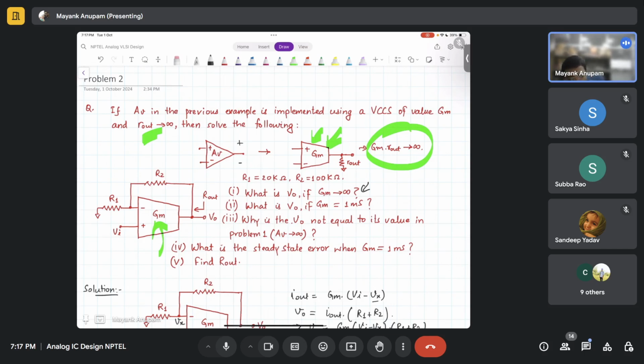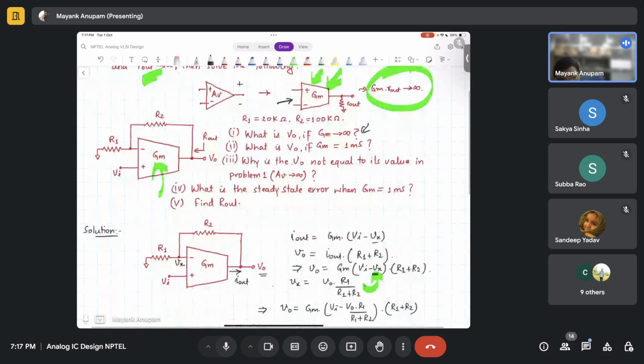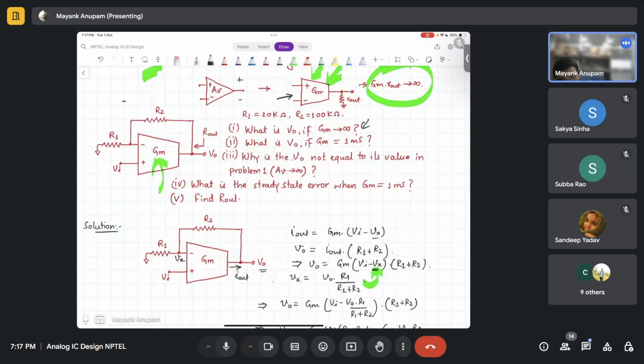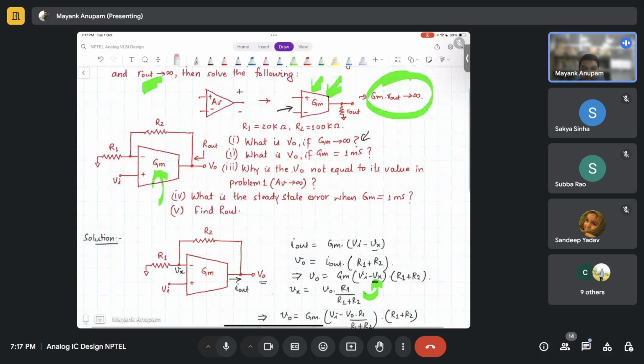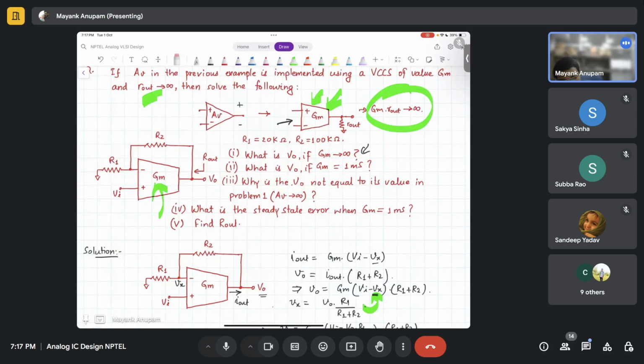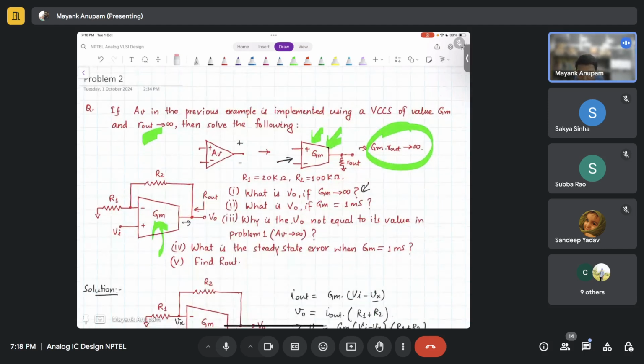So even when this block individually had infinite gain, the moment you connect something of this kind at the output of this GM, the voltage will no longer be what it was supposed to be in the ideal case, because the current that is going to come out of this is going to flow through these resistors. That is why the voltage is a very strong function of whatever you connect at the output.